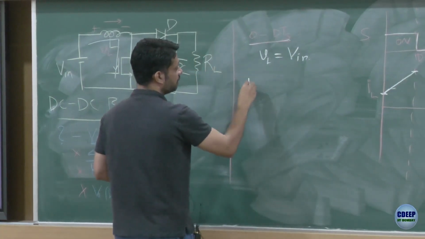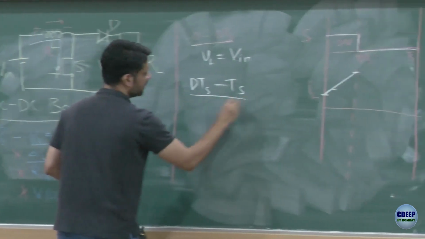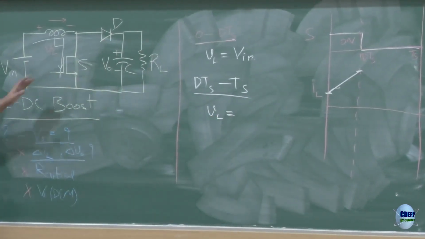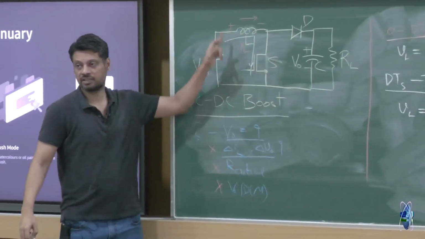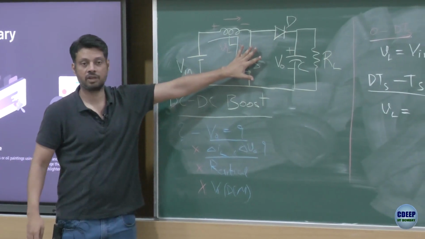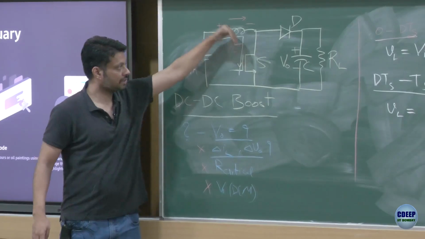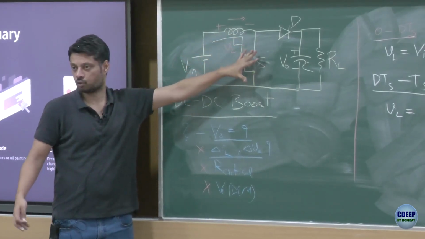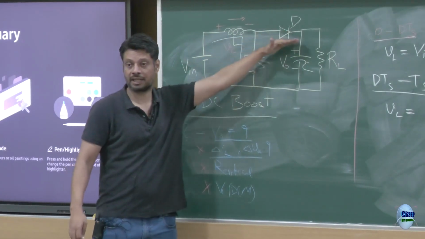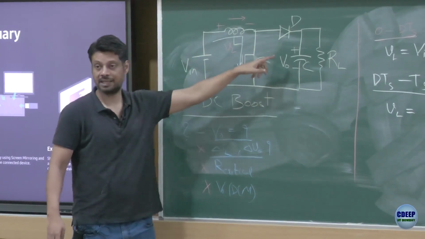And then for the period of DTs to Ts, when you turn off the switch, the inductor current that was flowing in this direction and building up, now what will current do? Current of course cannot flow through this switch because it's off, it's open. So current will try to flow through the diode. As it flows through the diode, what is the voltage across inductor? V in minus VO.